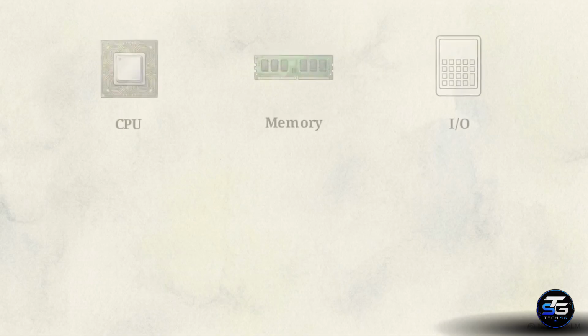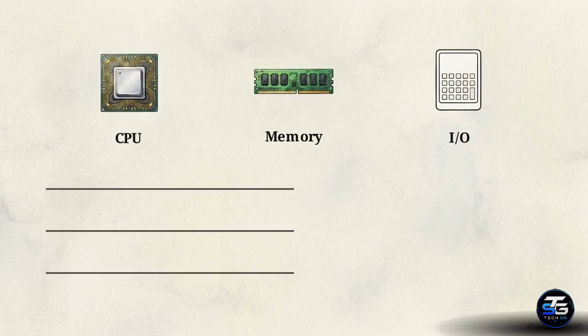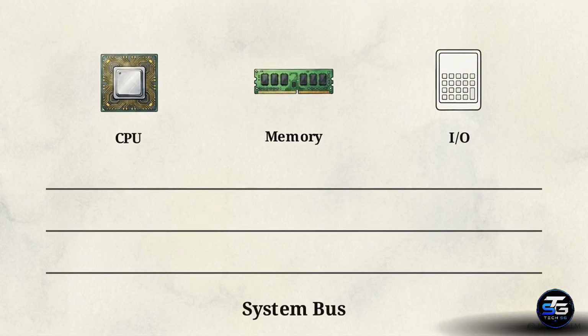They rely on the system bus. This is the shared communication superhighway that physically wires the processor to its memory and peripherals. It is split into three specific channels. The address bus acts as a locational guide. It carries specific coordinates strictly in one direction, from the CPU to the memory, pinpointing exactly where data is located.